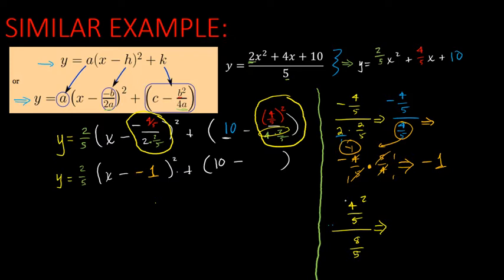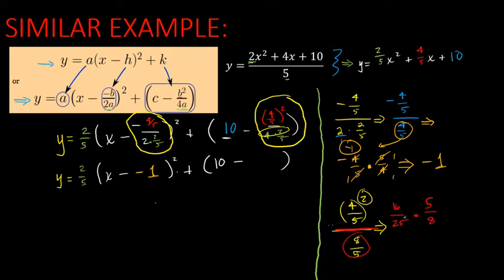To save space, I'm going to combine two steps here. Once again, we're going to be doing keep, change, flip. Notice that this square applies to my whole fraction, right? So 4 squared is 16, 5 squared is 25. So I'm going to keep this, change the division into multiplication, and flip my denominator to 5/8.